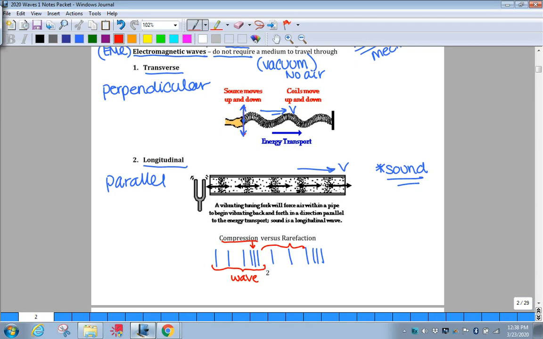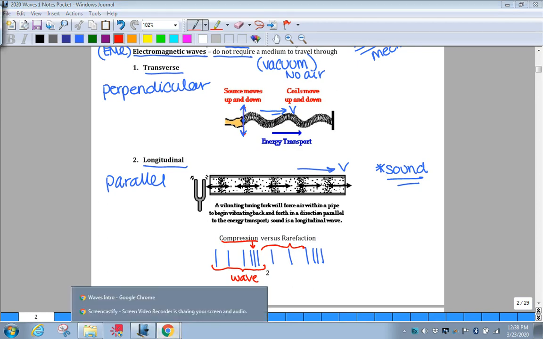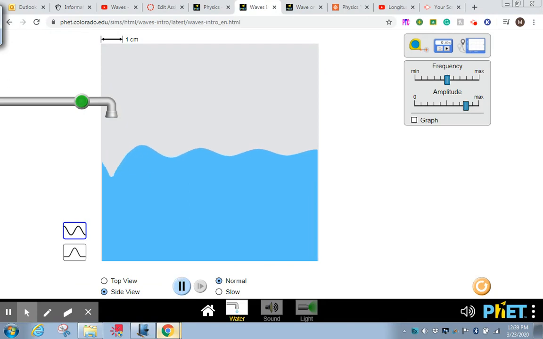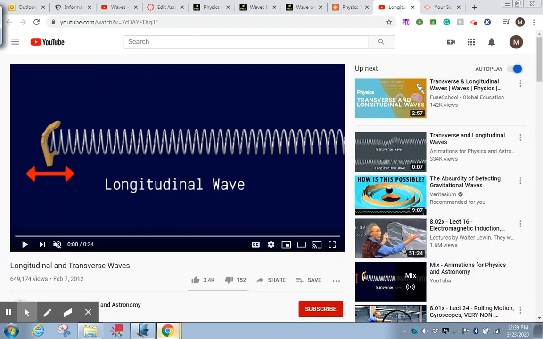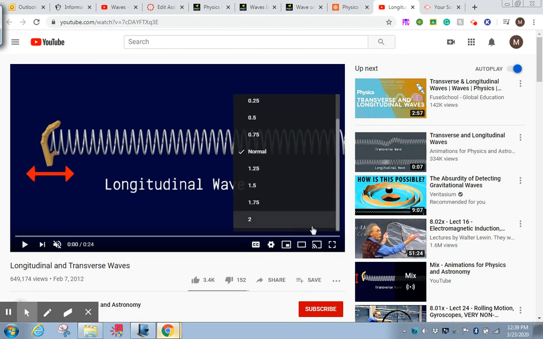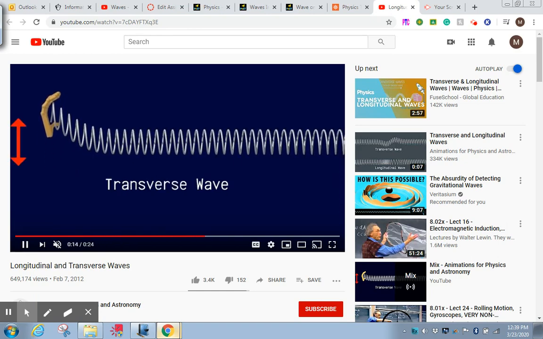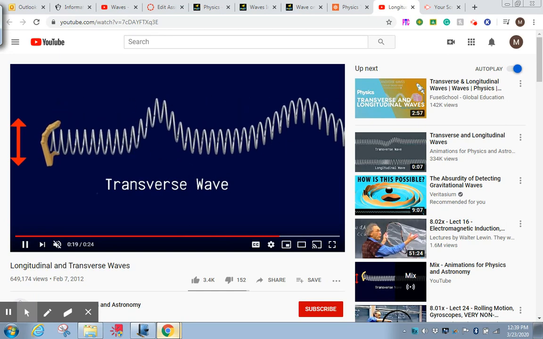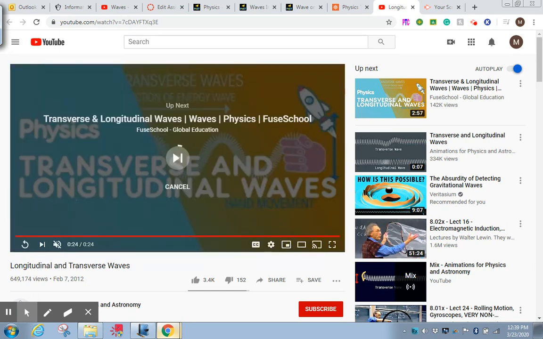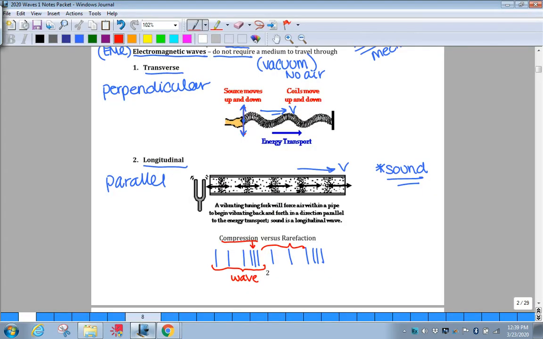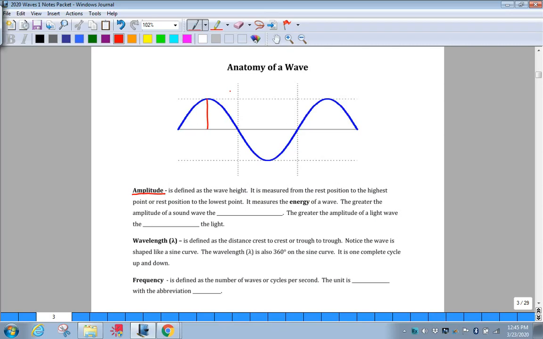Okay, all right, so along with this, I'm going to attach this YouTube video for longitudinal waves versus transverse waves, and I'm just going to speed it up to double time so you could get a little preview of it. But if we were in class, I would actually be demonstrating these waves with a slinky. So you saw how the motion was compressing. Now this is a longitudinal wave where the particles are moving perpendicularly to the motion. Okay? All right.